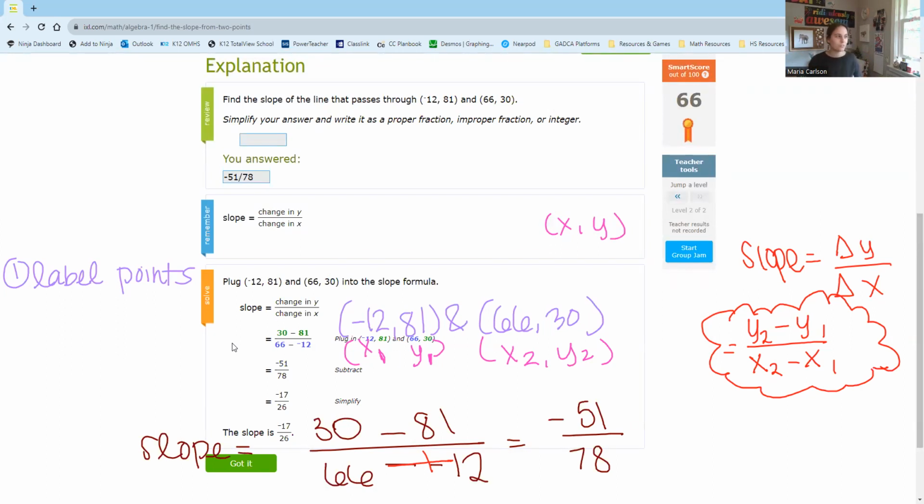-51 over 78. It looks like I can simplify a 3 out of this. So if I divide a 3 out of both 51 and 78, -51 divided by 3 is going to give me a -17, and 78 divided by 3 is going to give me 26.